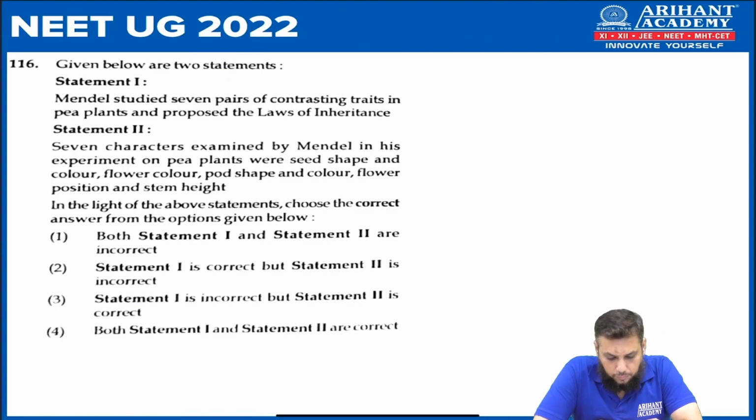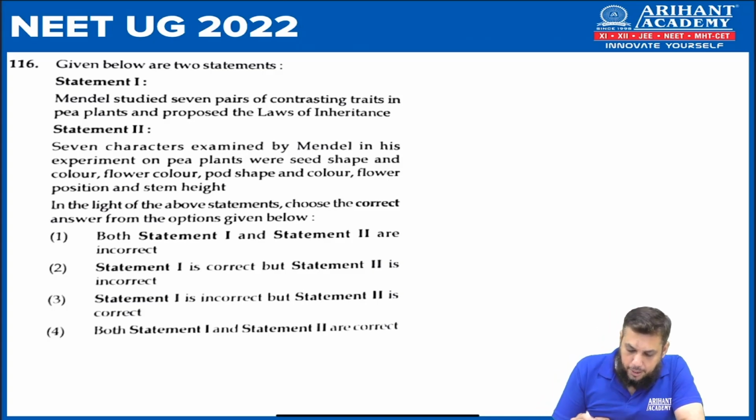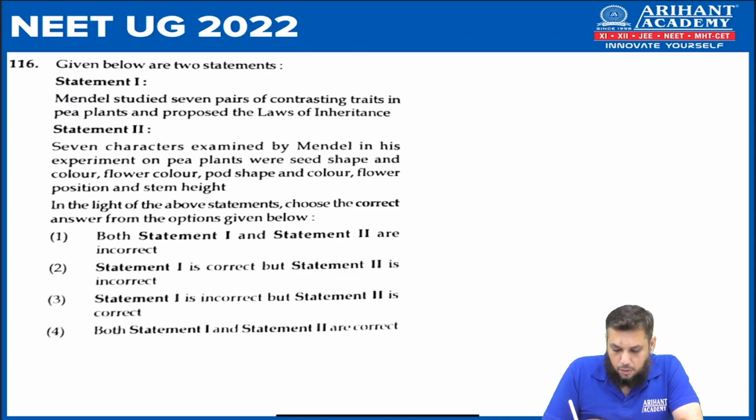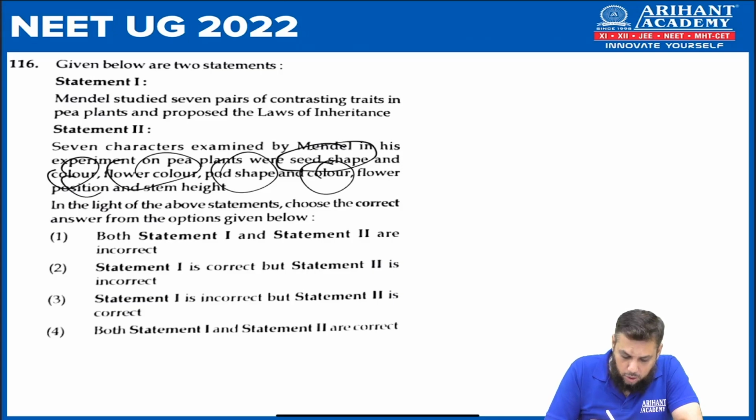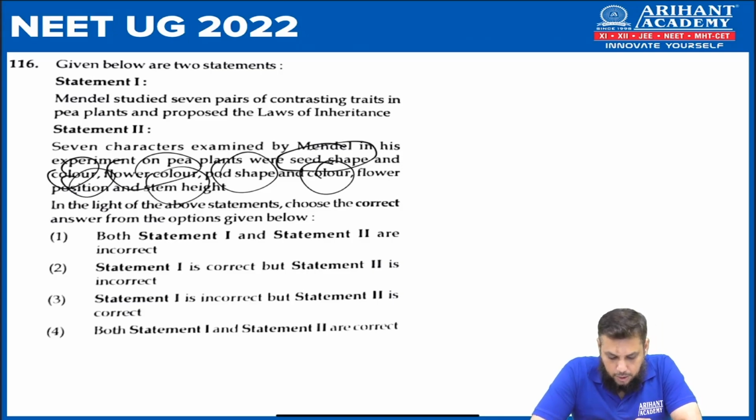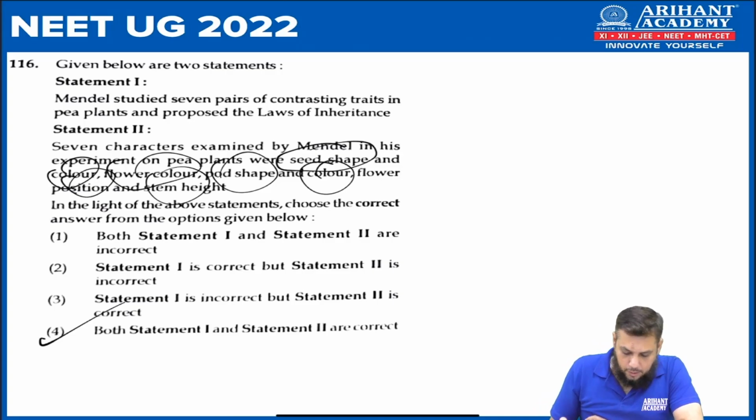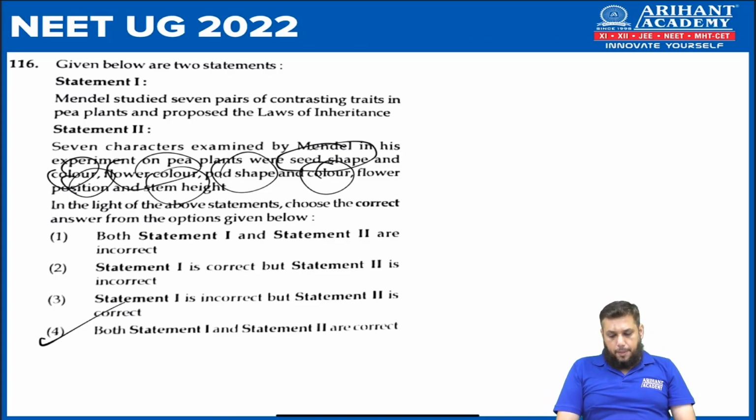116, given below are two statements. Statement 1: Mendel studied 7 pairs of contrasting traits in pea plants and proposed the laws of inheritance. Yes, correct, and 7 characters were examined by Mendel. If you look at the NCERT text, this is from the chapter Inheritance and Variations. So you have pea plant seed shape, color, flower color, pod shape, color, flower position. All these were the characters studied by Mendel. So we'll go with the answer 4. Both statement 1 and 2 are correct.